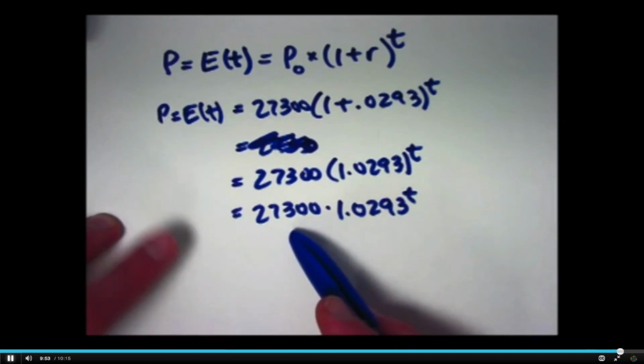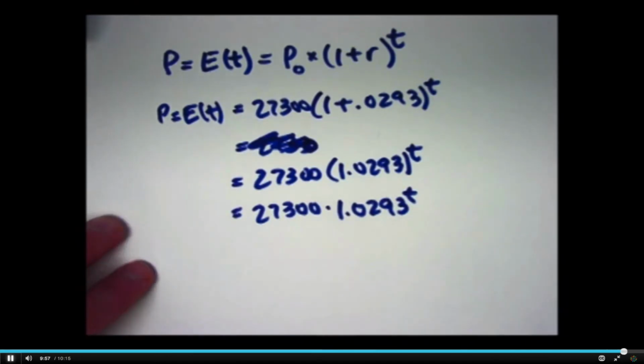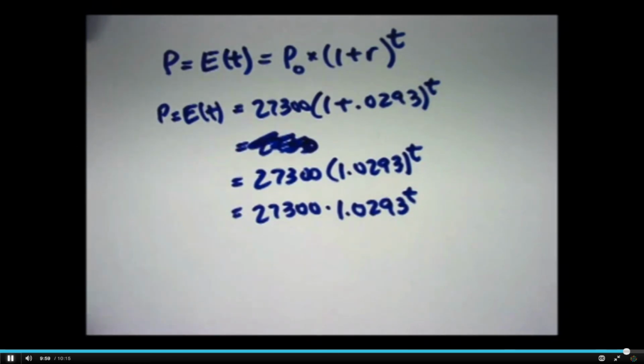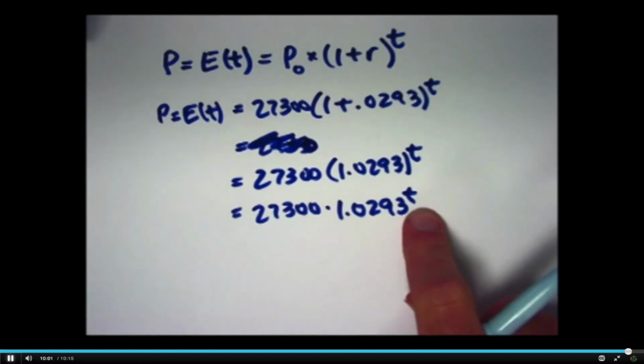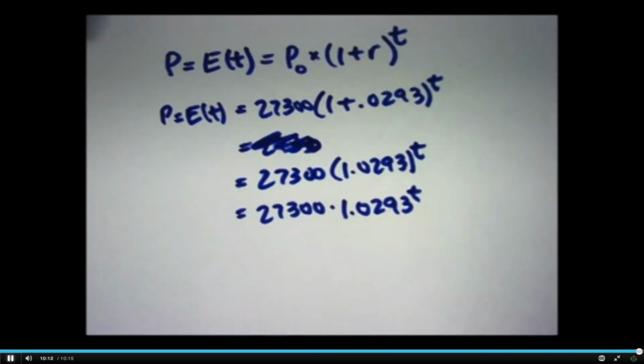Some people sometimes make the mistake of thinking they need to multiply first and then raise to the t power, but that is not what you should do. Raise to the t power first, then multiply by 27,300. So in the next video, we will look at these functions more carefully, look at the graph of this one, and compare and contrast them.